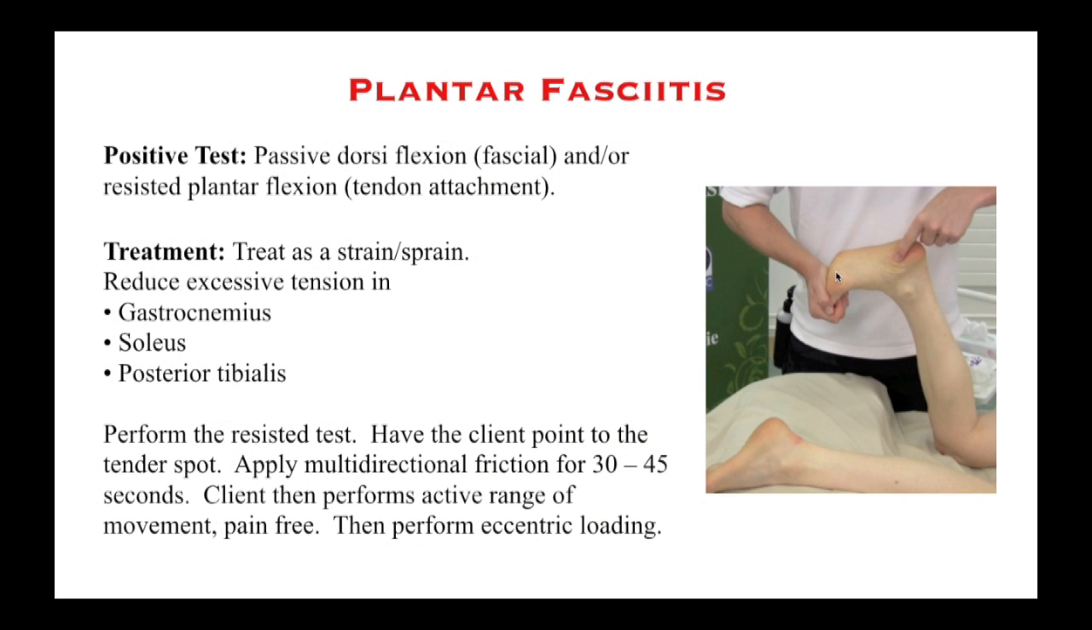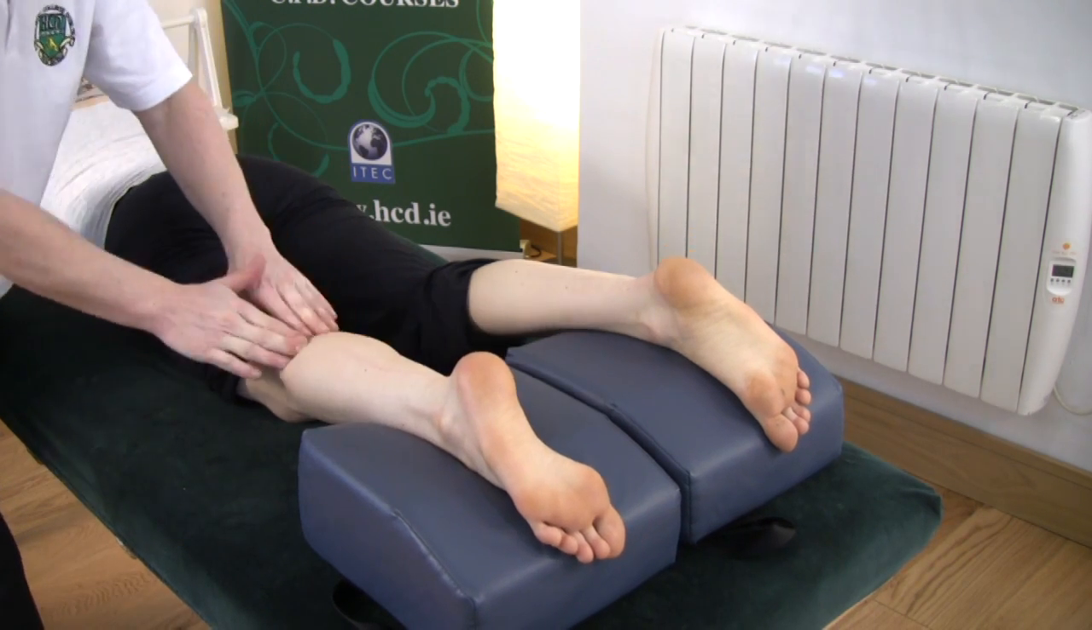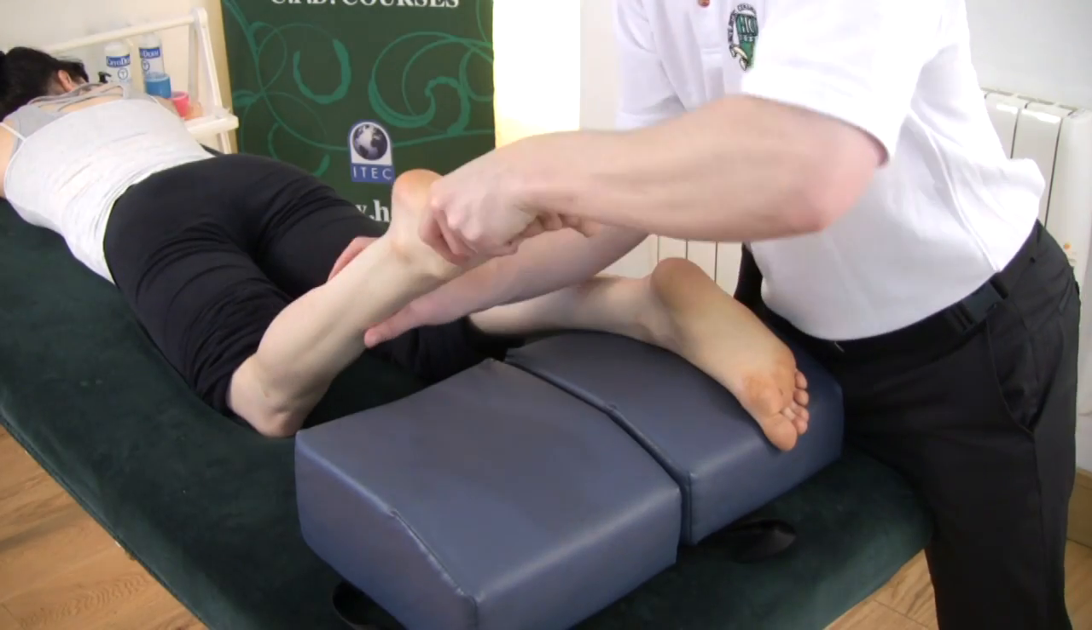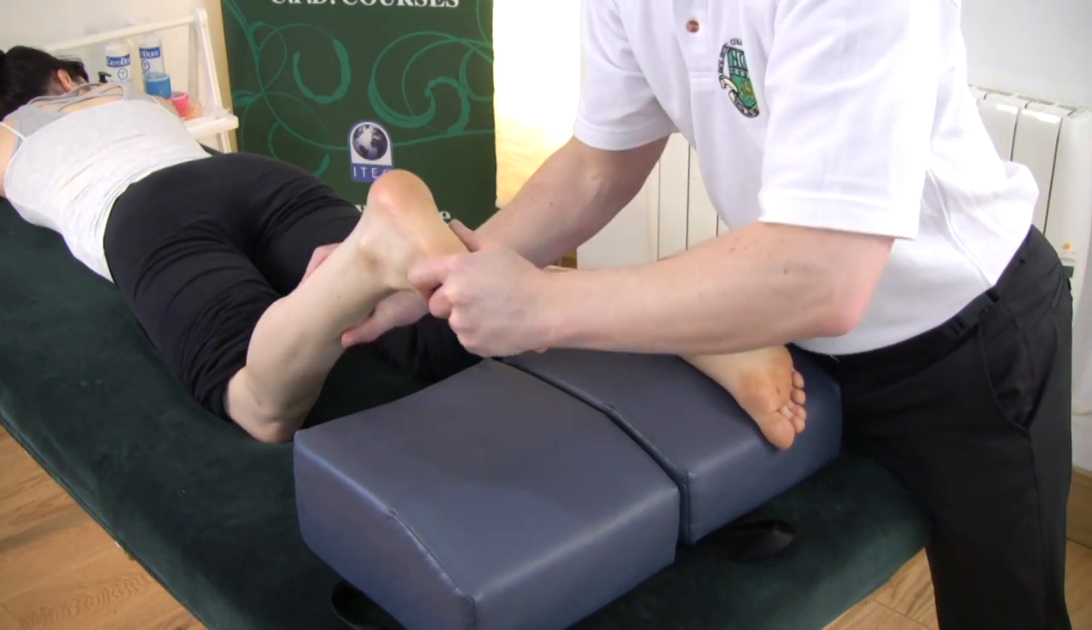So it's generally treated as a strain or sprain. Most people would actually consider this to be more like a ligament because it is connecting bone to bone. Our first intent would be to reduce the excessive tension that we may find in gastrocnemius, particularly in soleus, and almost certainly in posterior tibialis.